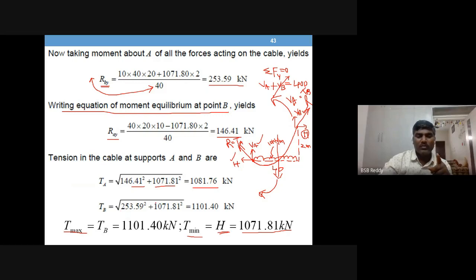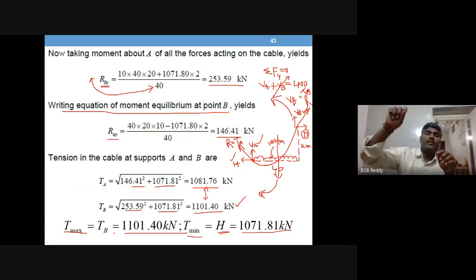So TB is the square root of VB square plus H square. What is the VB value? Substitute 253.59. So you get 1101.4 kilonewton. So out of these two, which is maximum? Whichever has more vertical reaction, because H is the same. So the maximum will be decided by just the vertical force value. So the higher end will have maximum tension. The lower end will have minimum tension.